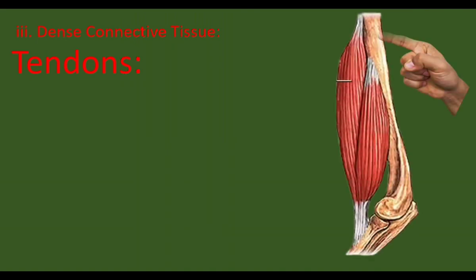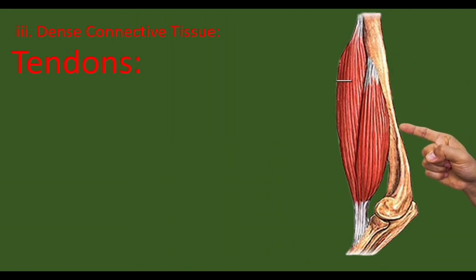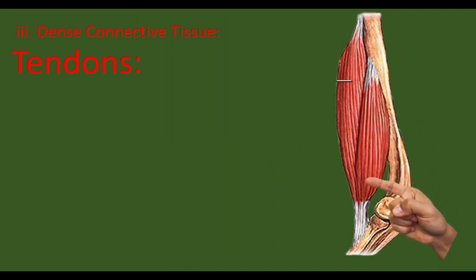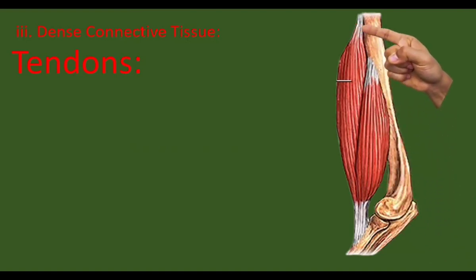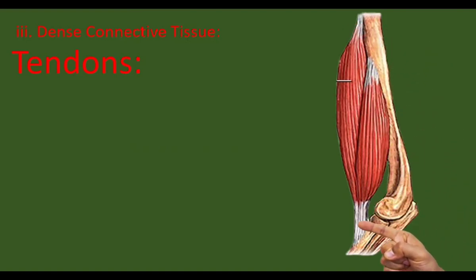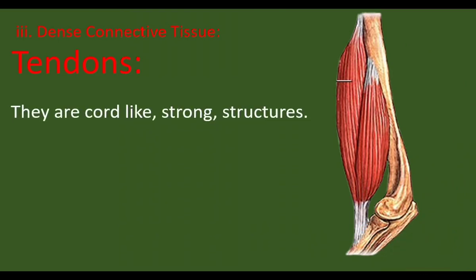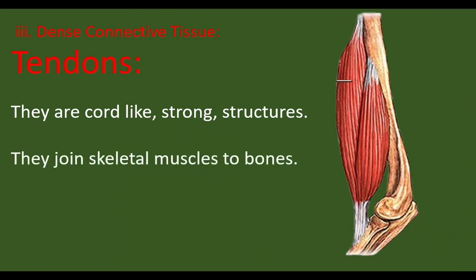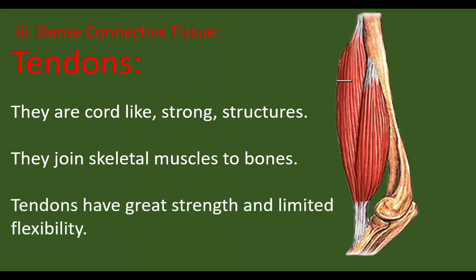First, let us see tendons. Tendons are connective structures. This is a bone, and there are two muscles. Here there is a tendon, another tendon, and another tendon. These tendons connect muscles to the bones. Tendons are cord-like strong structures. They join skeletal muscle to the bones. What are skeletal muscles? The muscles connected to the bones are called skeletal muscles. Tendons have great strength and limited flexibility. The strength of a tendon is half that of steel.